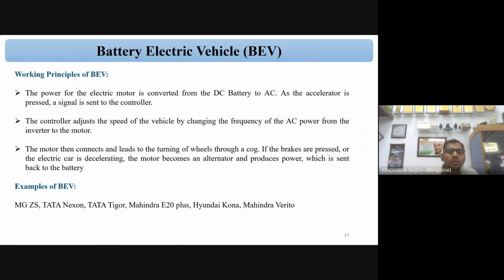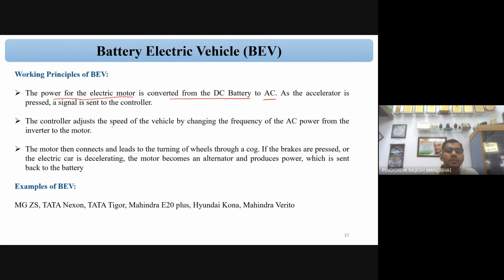Working principle: the power for the electric motor is converted from the DC battery to AC. That depends on which type of motor you are using, maybe the induction motor, maybe the BLDC motor. Which type of motor you are using, correct? So as per your requirement, you have to convert from DC to AC, okay?